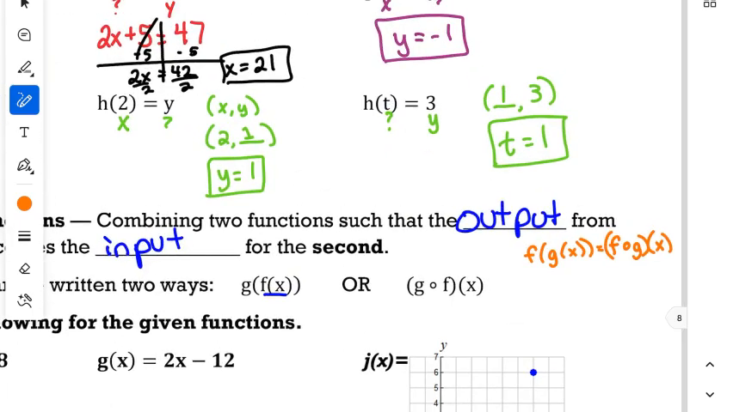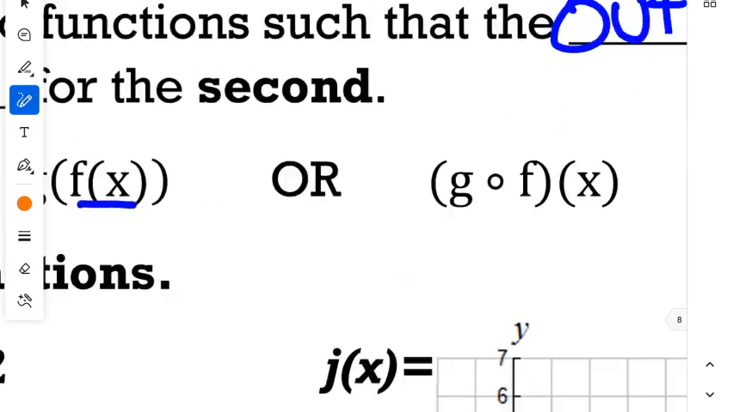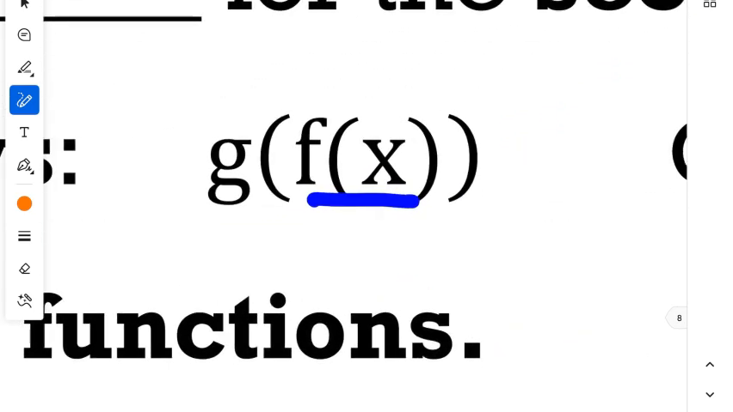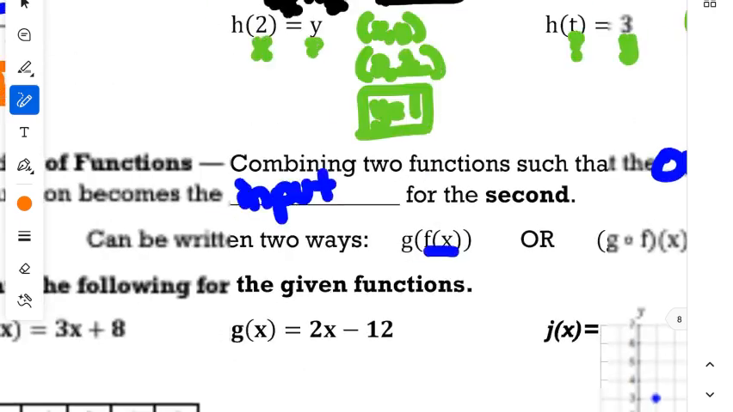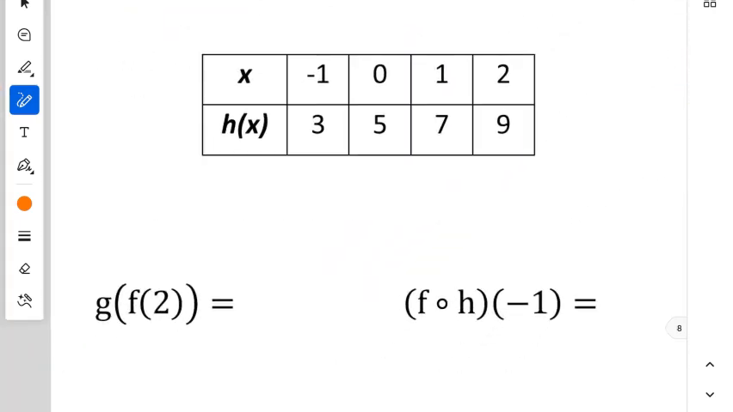So you think about it like order of operations. What do we do first with order of operations? Y'all remember? Please excuse my dear Aunt Sally. What does the P stand for? Parentheses. So you always do the inside of the parentheses first. So let's do this first one. It says g of f of 2. So I want to do the f of 2 first. So I'm going to find out what f of 2 is.